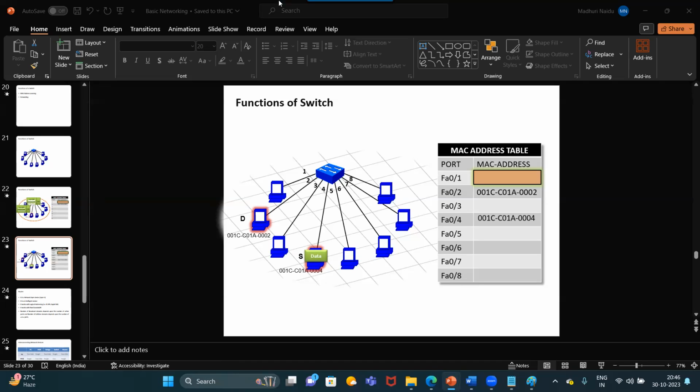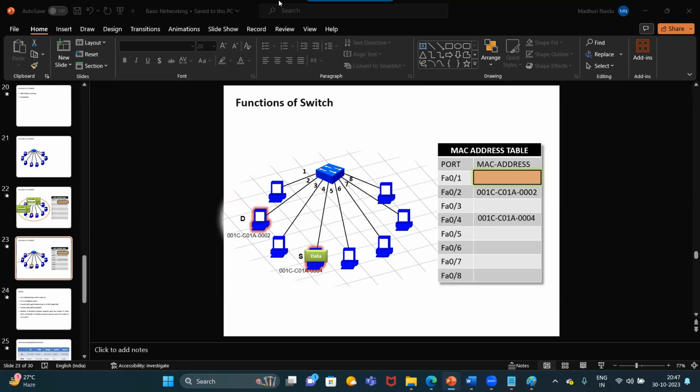But the switch doesn't know the IP addresses, right? It will broadcast the data. It will check each and every system's MAC address and store those MAC addresses in the MAC table. So next time, when any PC wants to transfer data, the switch will first check in the MAC table which PC is related to that MAC address, and that particular PC will transfer the data.